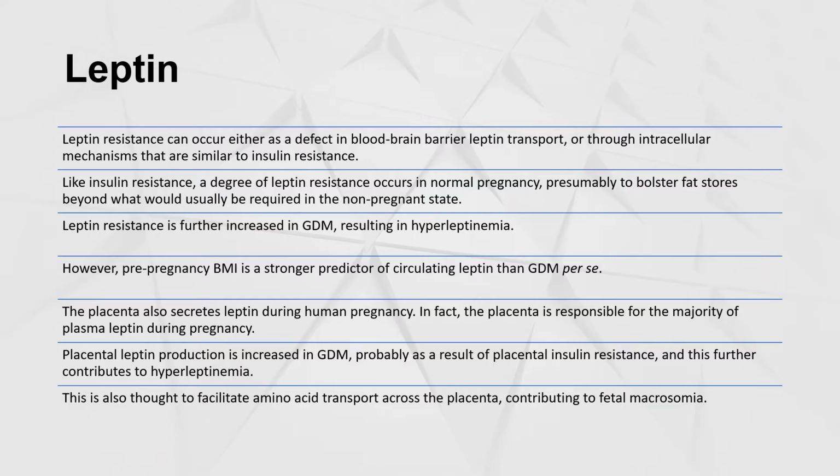However, pre-pregnancy body mass index is a stronger predictor of circulating leptin than GDM per se. The placenta also secretes leptin during human pregnancy. In fact, the placenta is responsible for the majority of plasma leptin during pregnancy. Placental leptin production is increased in GDM, probably as a result of placental insulin resistance, and this further contributes to hyperleptinemia. This is also thought to facilitate amino acid transport across the placenta, contributing to fetal macrosomia.